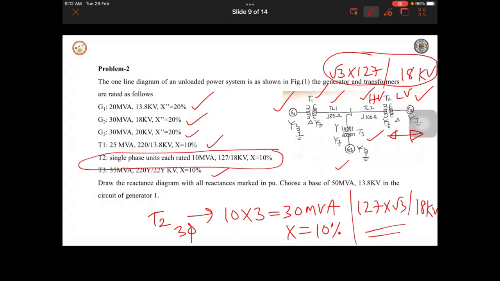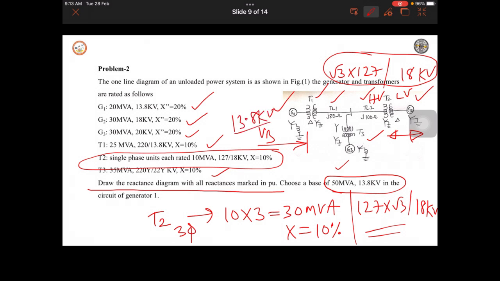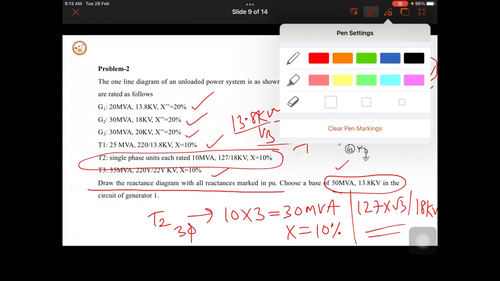Here they have asked us to find the reactance diagram with all the reactances marked in per unit on the generator side base. The generator side base voltage is given, that is 13.8 kV. And if you see the power system, we have totally 3 transformers. So we have to make different parts here.